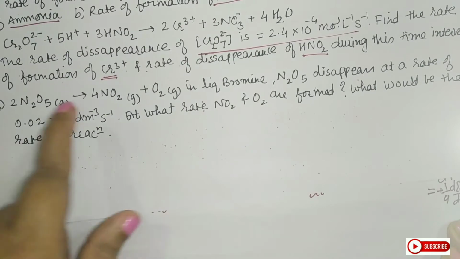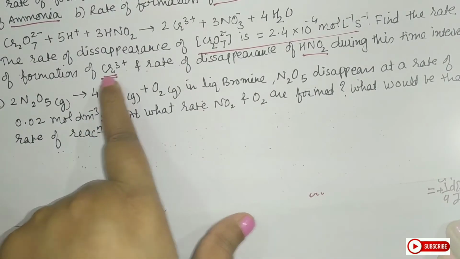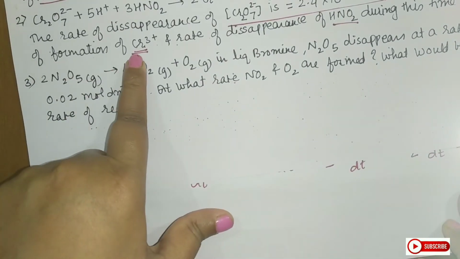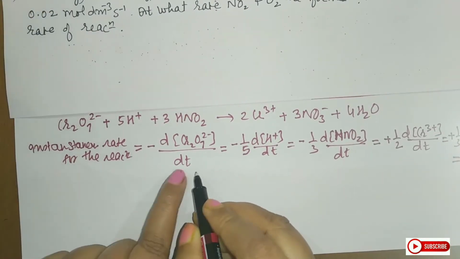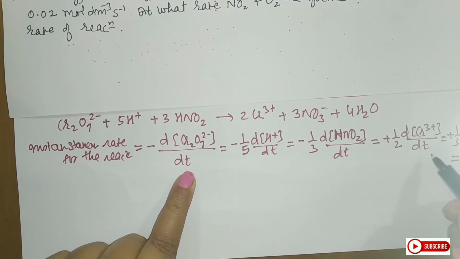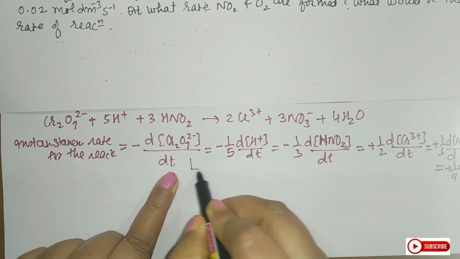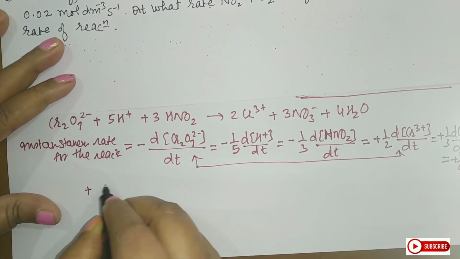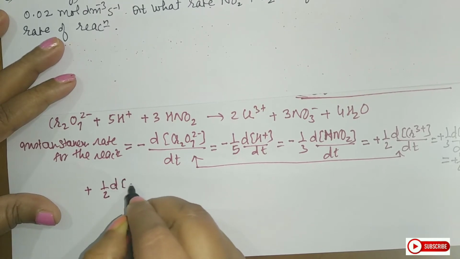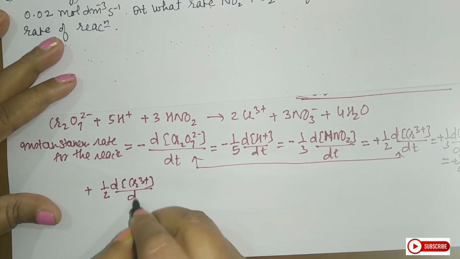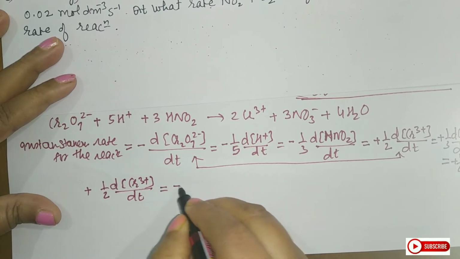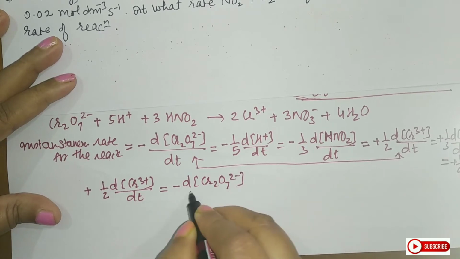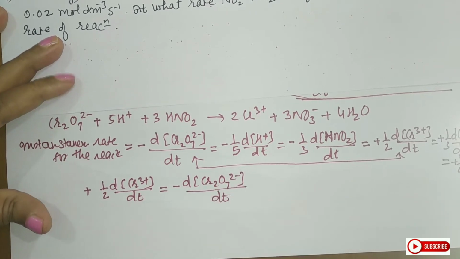Now what they are asking you to calculate is chromium ion and nitrous acid through dichromate. So let us go for chromium ions first. So what I will do, student, this concentration is given and they are asking me to calculate for this. So my first equation will be between this and this. So let us write plus half d Cr3 plus by dt is equal to minus d Cr2O7 2 minus by dt. So I have correlated this.